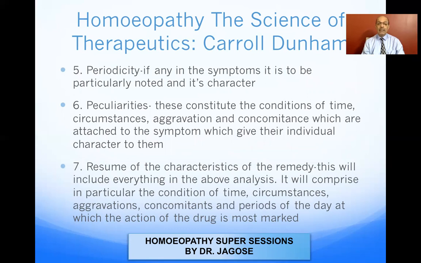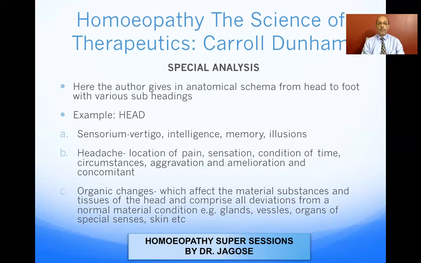Sixth, peculiarities. These constitute the conditions of time, circumstances, aggravation, and concomitants, which are attached to the symptom, which give their individual character to them. And seventh, resume of the characteristics of the remedy. This will include everything in the above analysis. It will comprise in particular the condition of time, circumstances of aggravation, concomitants, and periods of the day at which the action of the drug is most marked. So this we have seen about the general analysis.